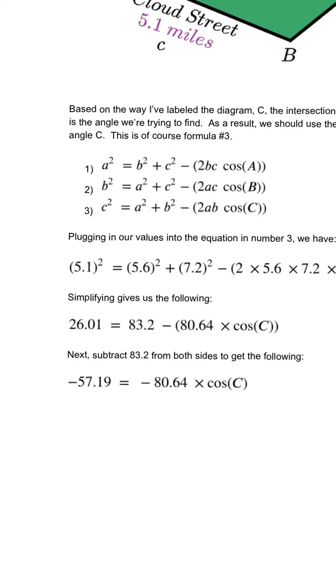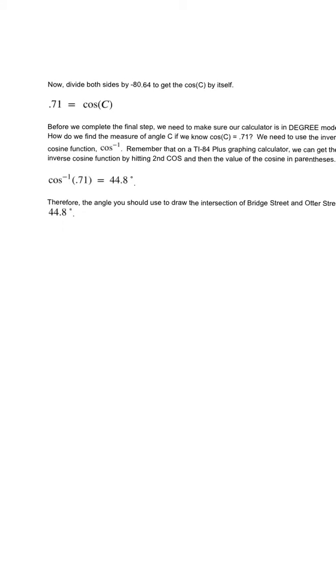So now, because we want to get the term with the cosine of c by itself, our next order of business is to subtract 83.2 from both sides. And when we do that, we're going to end up with negative 57.19 equals negative 80.64 times the cosine of c. So when we divide both sides by negative 80.64, we get the cosine of c by itself, and we see that the cosine of c is equal to 0.71.